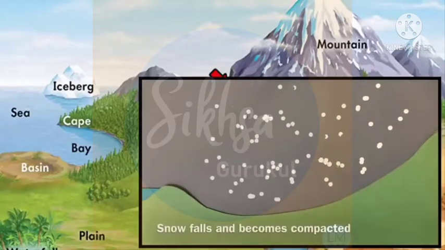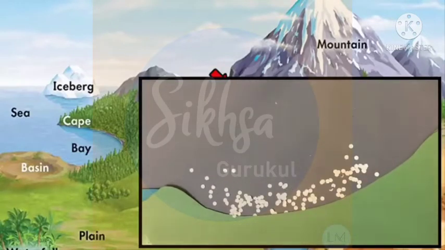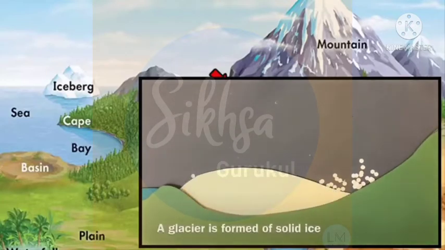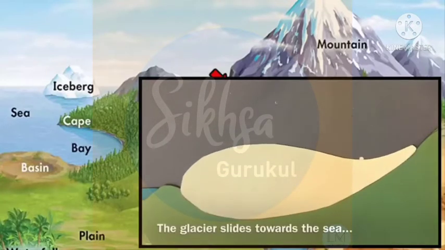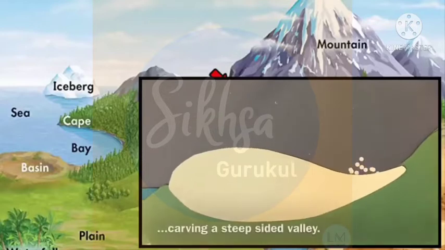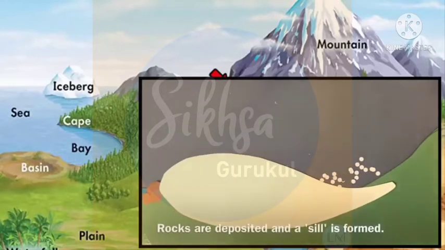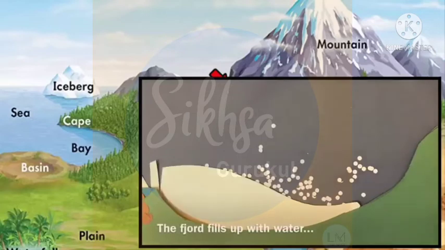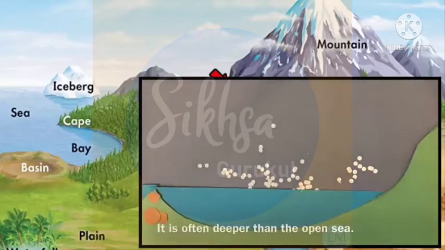I just told you how glaciers are formed, right? Glaciers move downslope very slowly over time and can greatly alter the landscape once they have moved through an area. When a glacier starts to move, it starts to carve the valley and forms a land depression. This carving of the steep valley is known as a fjord. A fjord is often deeper than the open sea. It can be thousands of meters deep. As a result, water fills up and forms a deep inlet of the sea.